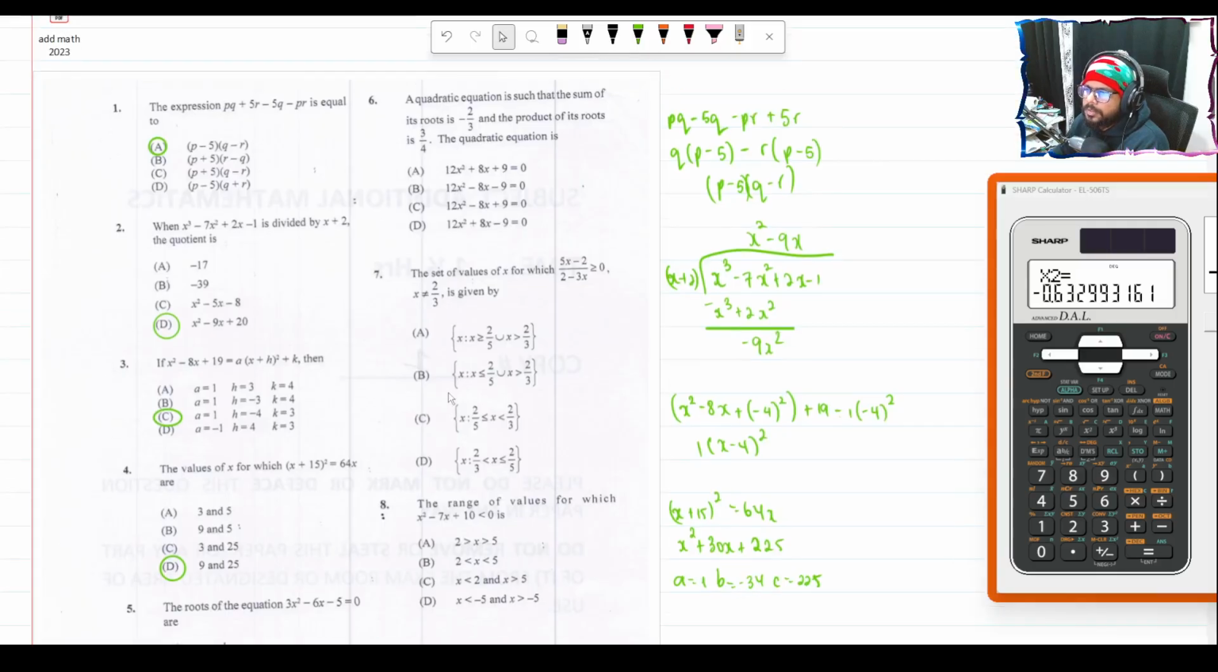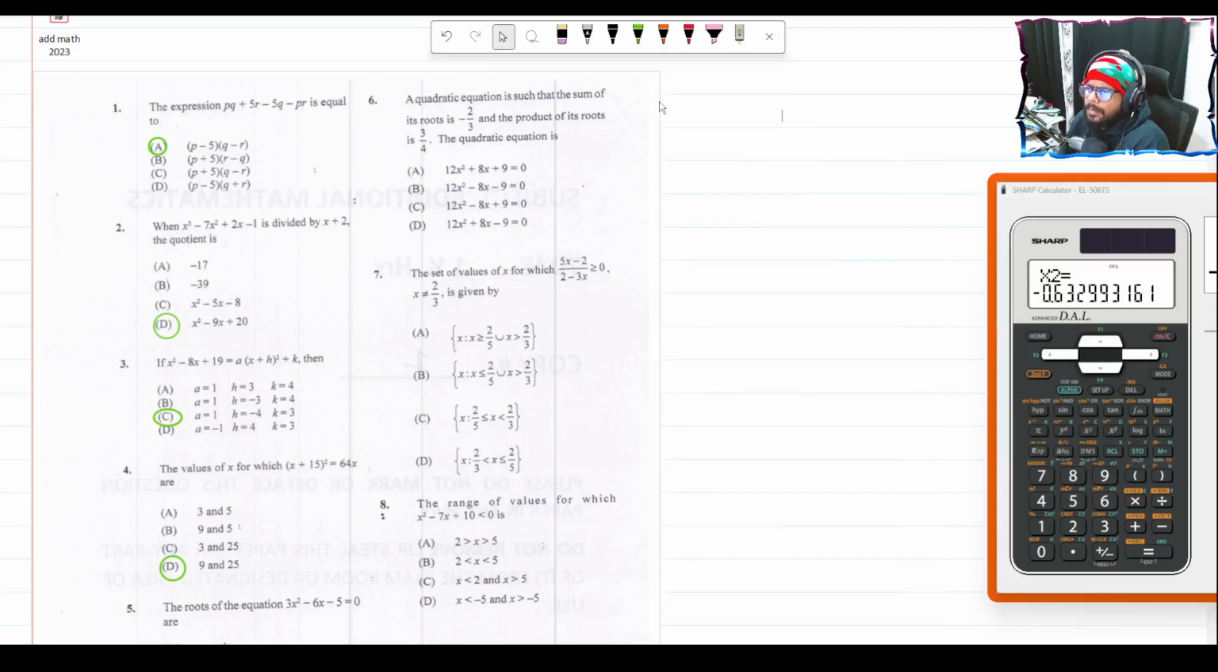The quadratic equation, so we did this question as well in the past. We don't need to see any of this anymore. A quadratic equation is such that, generally, we have x squared, take away the sum of the roots, x, plus the product of the roots is equal to 0.